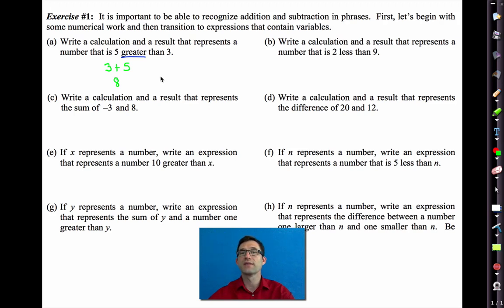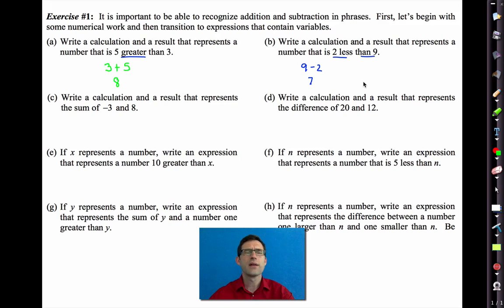result that represents a number that is 2 less than 9, it is very important that we do not write down 2 minus 9. In fact, a number that is 2 less than 9 will be given by 9 minus 2. That's the expression. What it's equal to is 7. So 2 less than 9. It'd be very easy to think, I should just put down 2 minus 9. But 2 minus 9 is negative 7, right? Now, there's nothing wrong with negative 7. It just isn't a number that is 2 less than 9.